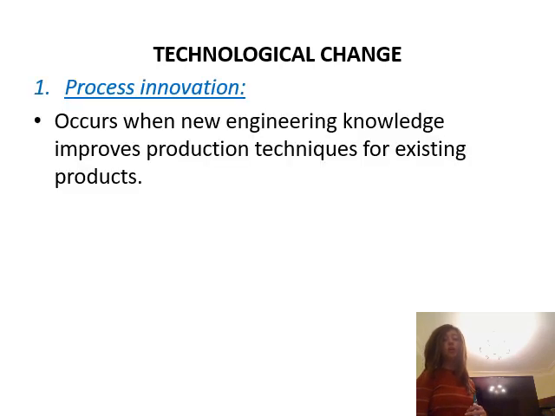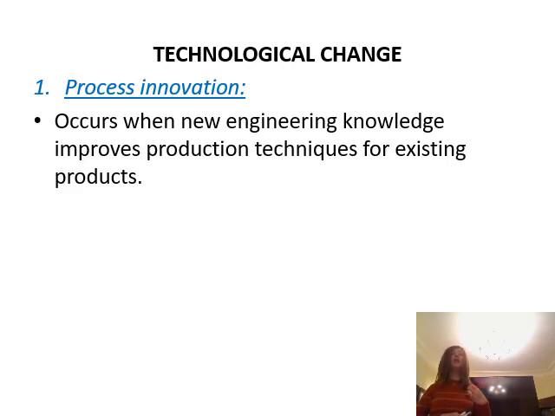Another important concept in economics, or in the production that we are talking about, is technological change. Technological change can be classified into something we call process innovation and product innovation. The process innovation is what leads to a shift in the production function. What do we mean by process innovation? It occurs when new knowledge improves production techniques for existing products.